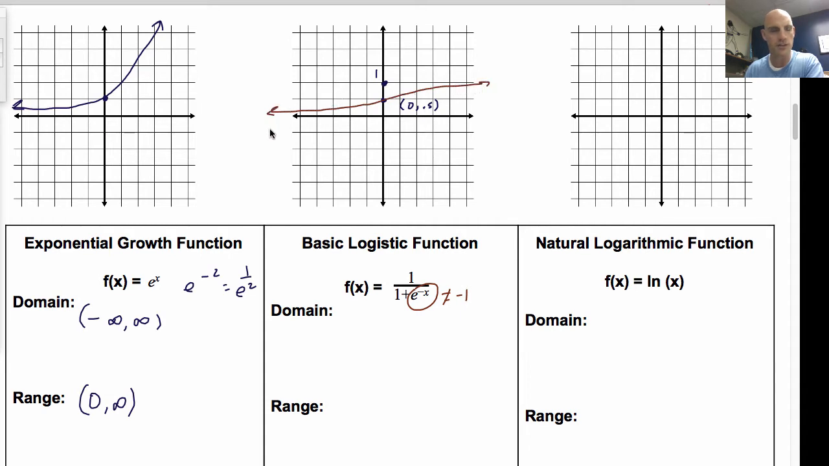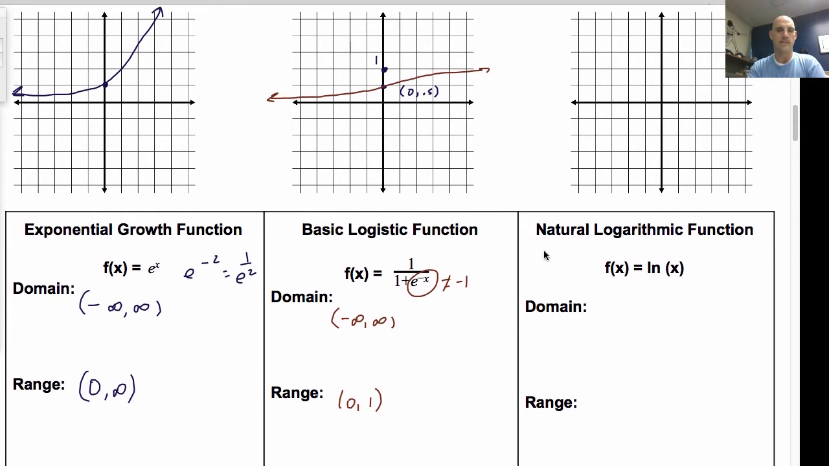And it's approaching 1, but it can't get to 1. So our domain for our basic logistic function is negative infinity to infinity, and our range is from 0 to 1. Okay, so it can't get to 1. They're not included. So it can't get to 0 because I can't have that 0, and it can't get to 1 because I'm raising this to this negative power. So my range is between 0 and 1.